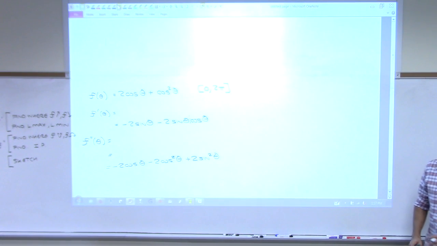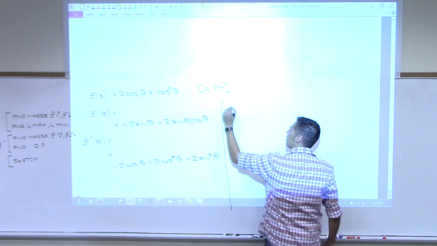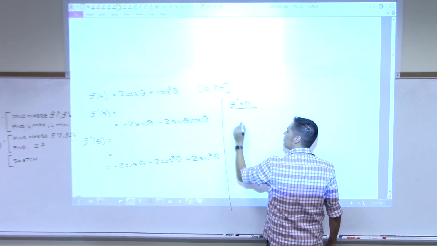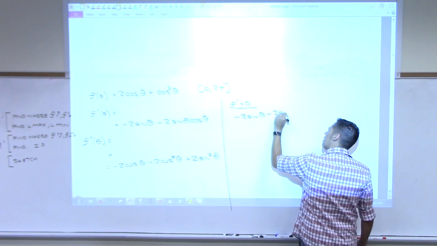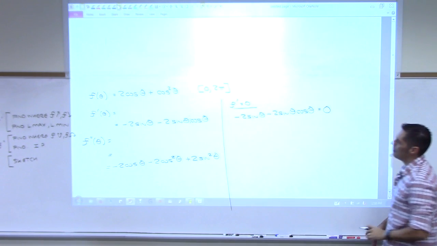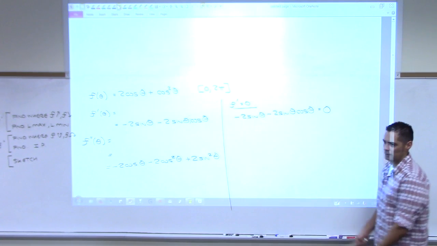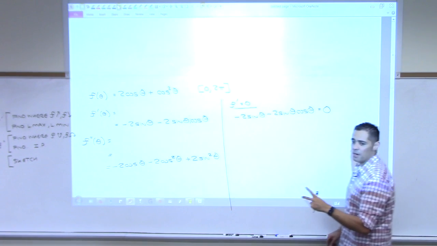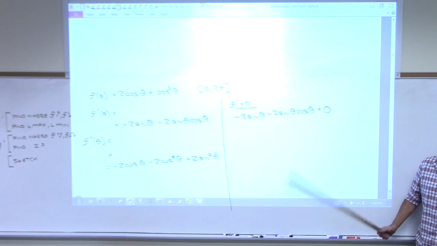So now we find the critical numbers by setting the first derivative equal to 0. First derivative equal to 0 means I set -2 sine theta minus 2 sine theta cosine theta equal to 0. And this is why you took pre-cal. Remember I said for my pre-cal class, there's two things I want them to know: the unit circle and how to solve trig equations. And this is why.